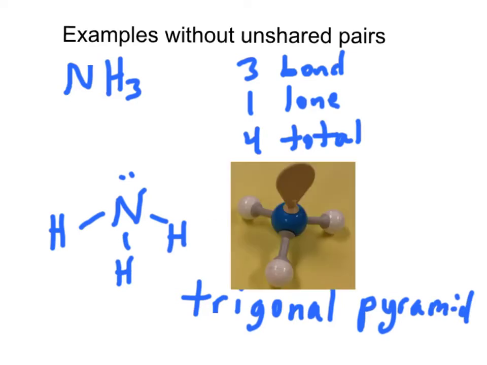Alright, using this model set, the little paddle up at the top there represents a lone pair, and so you can see there's a triangular base and it's a 3-dimensional shape, being that of a trigonal pyramid.